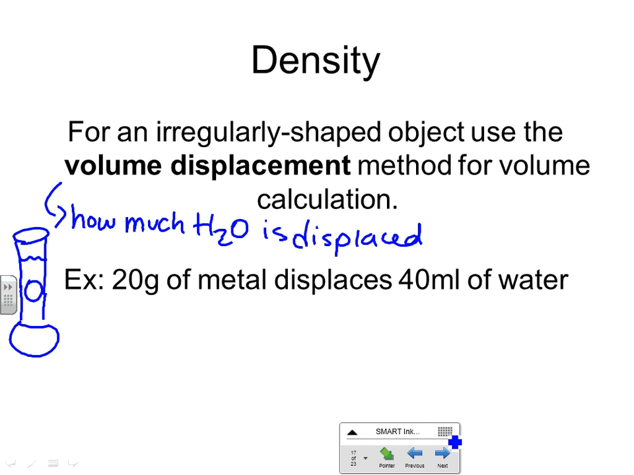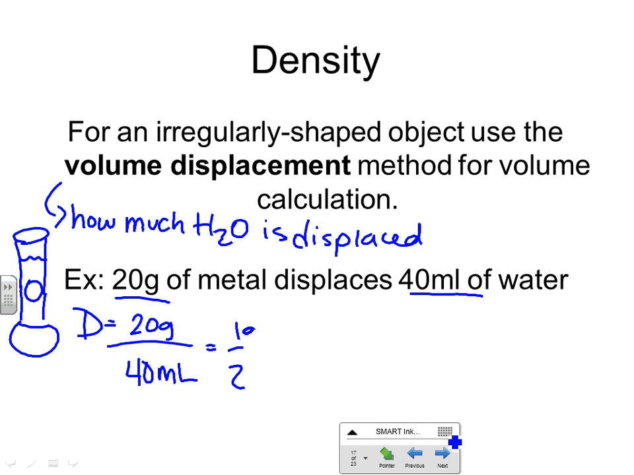of that object. So if I told you that it displaces 40 mils of water and the object weighed 20 grams, you'd say density is 20 grams over 40 mils equals 1/2 grams per mil. And we need to record this in a decimal. So 1/2 obviously 0.5 grams per mil.